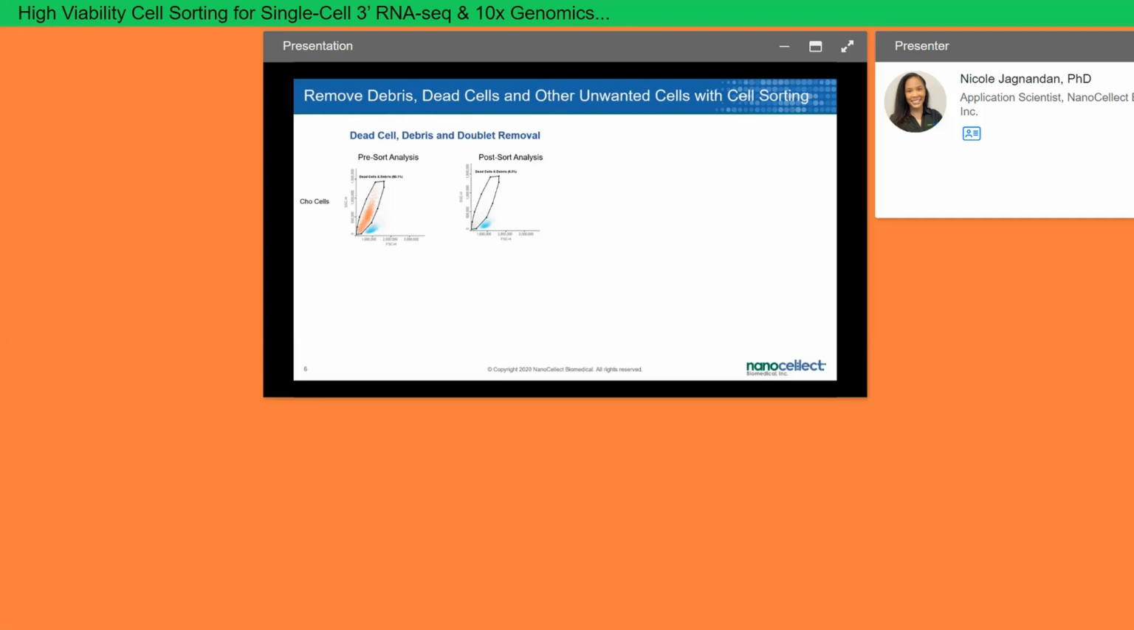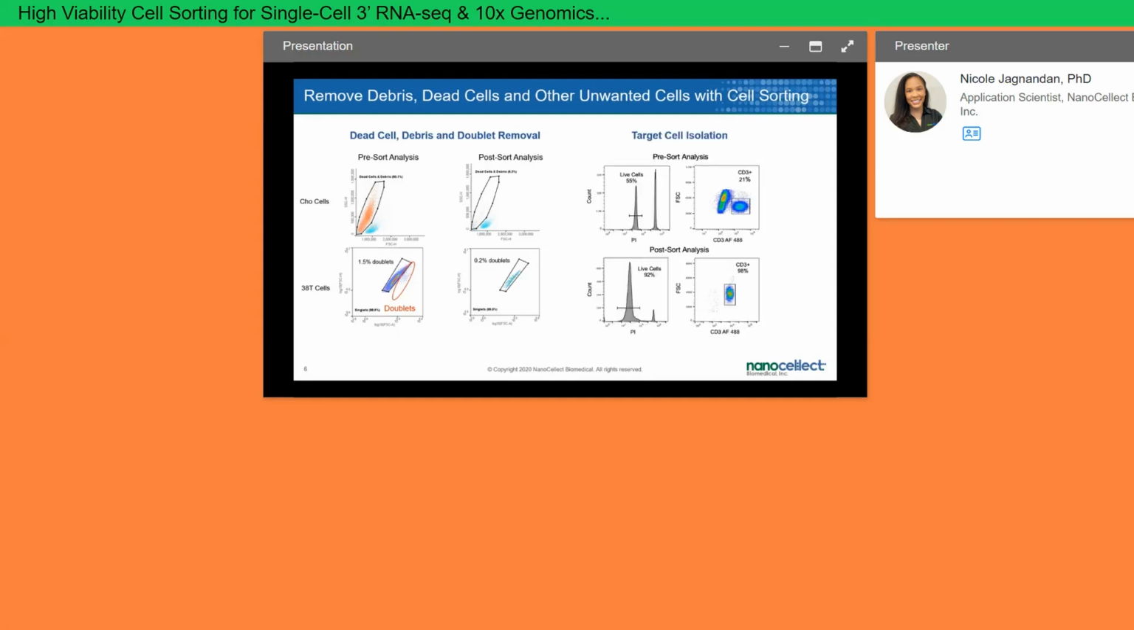As I mentioned before, cell sorters can be used to remove dead cells, debris, and doublets from your samples. Here's an example using CHO cells, where the starting population of dead cells, shown here in red, was 60%. After sorting, only 6% of the population was shown to be dead cells. Using a height versus width or area plot on a cell sorter can also allow you to identify and remove doublets from your sample. Now, if you're only interested in a specific cell type, you can also isolate that too by using fluorescently tagged antibodies while removing dead cells and doublets at the same time.